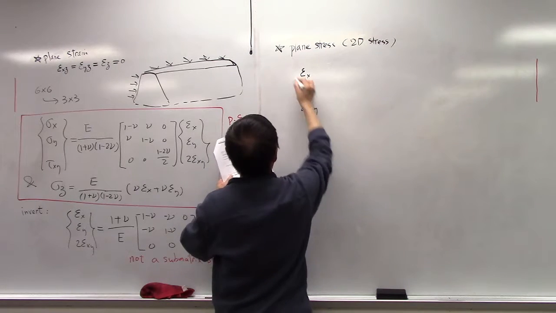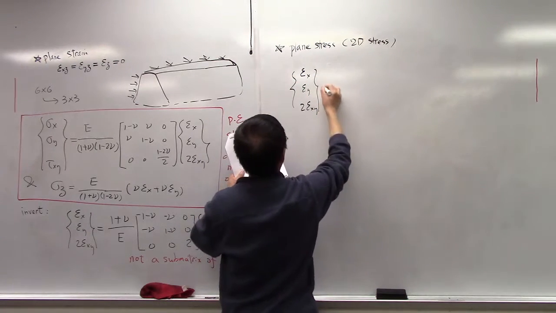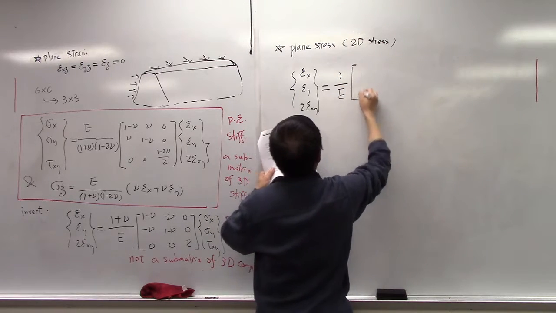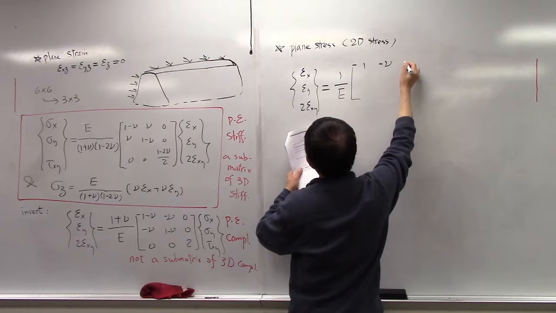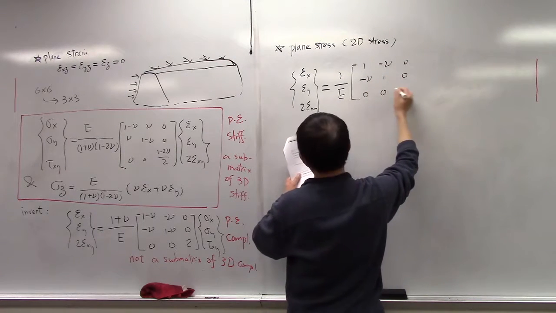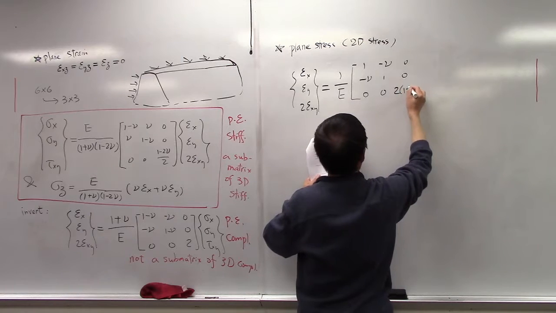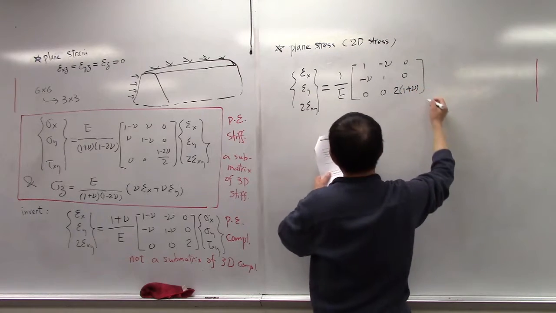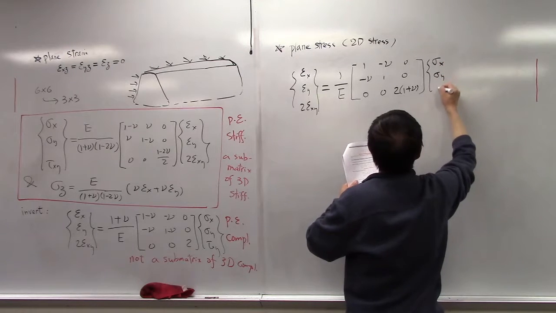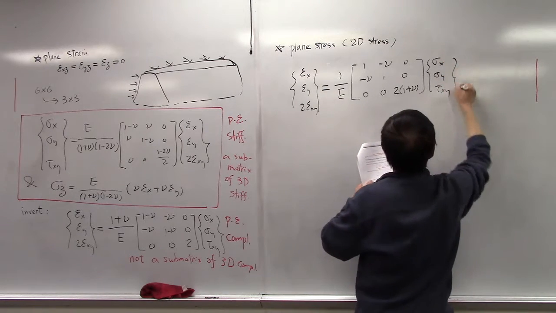When we express strains in terms of stress, it becomes this: 1 over E, with the matrix 1, minus nu, 0; minus nu, 1, 0; 0, 0, 2(1 plus nu), times sigma x, sigma y, tau xy.